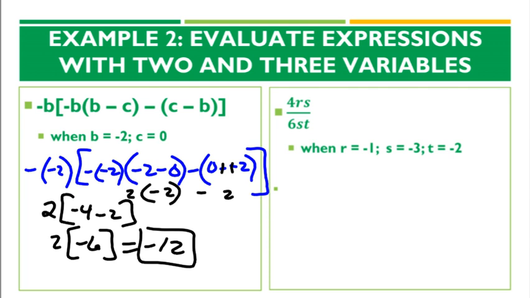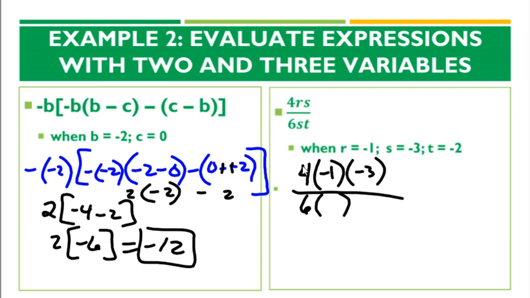Next one, 4RS divided by 6ST. So R is -1, S is -3, divided by 6 times S, which is -3, T, which is -2. And I can do some simplifying here. The -3's cancel out. And then I know I can take a 2 out here. 4 divided by 2 is 2. 6 divided by 2 is 3.